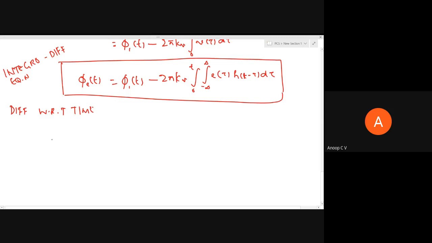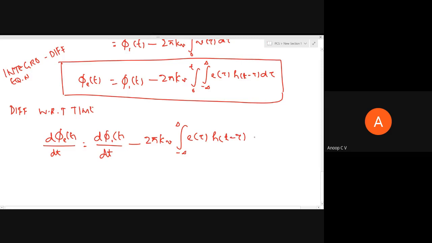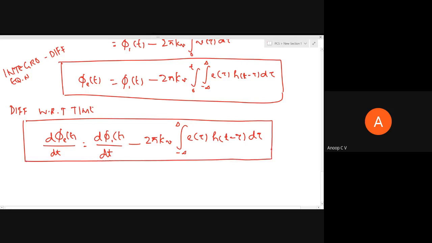So now I differentiate with respect to time. It will be d phi E of t by dt, equal to d phi 1 of t by dt minus, what happens when you differentiate the integral from 0 to t? The derivative and integral will cancel. So we have 2 pi kV integral from minus infinity to infinity E of tau into H of t minus tau d tau. This is the most important equation as far as PLL is concerned. If you understand this equation, then PLL is done.